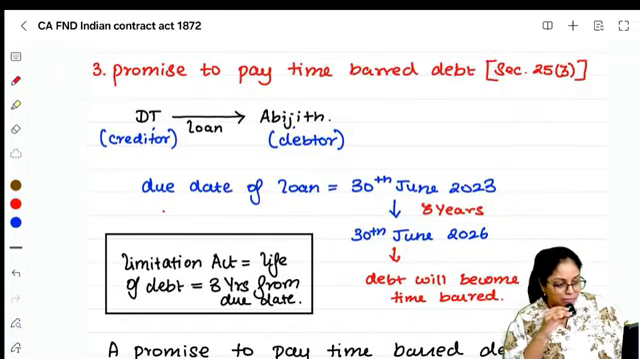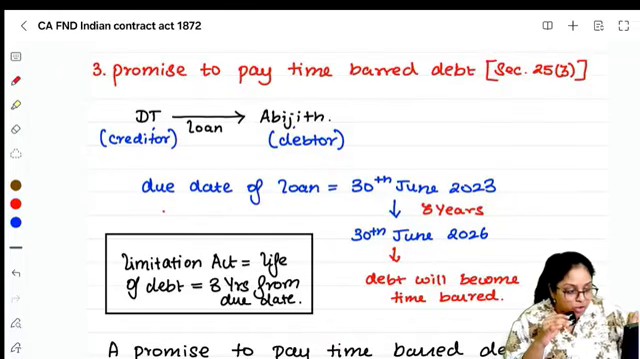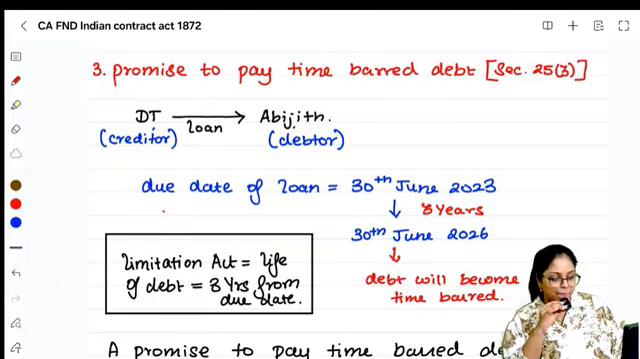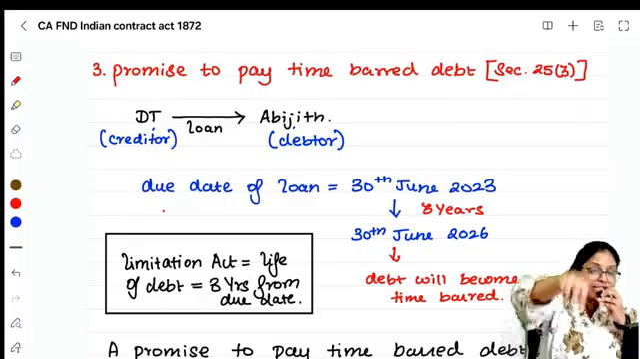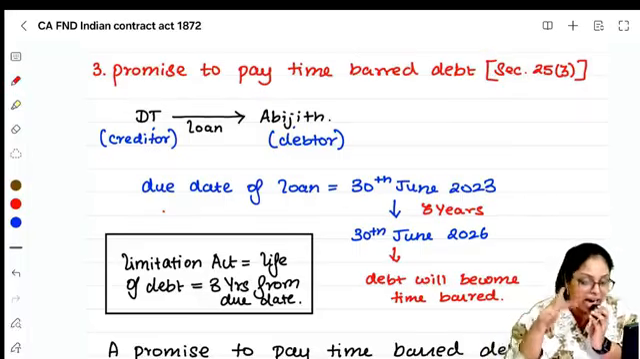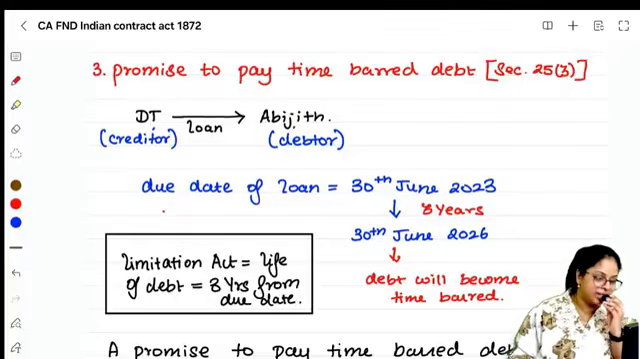Now it will become time barred. Now even if he comes to me, will I be able to legally recover after 3 years? After 3 years legally? No, because the debt has become time barred. What do you mean by time barred debt, ma'am? After 3 years, in the eyes of law the debt does not even exist.